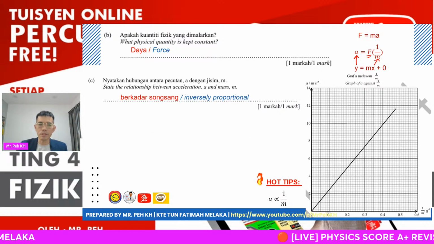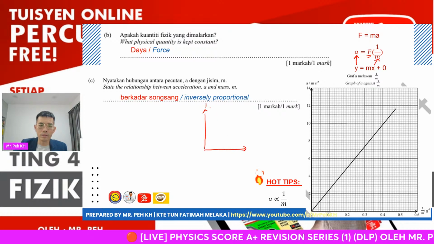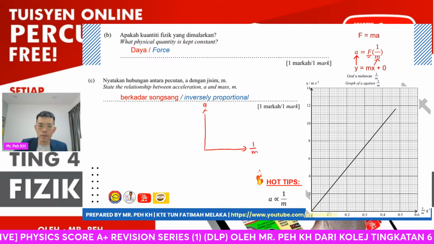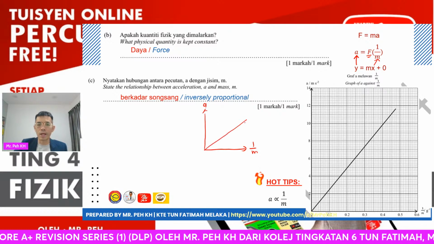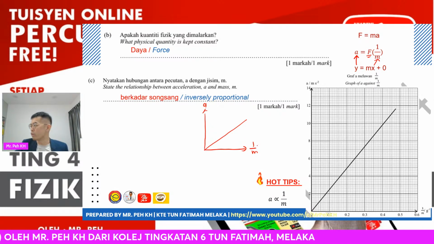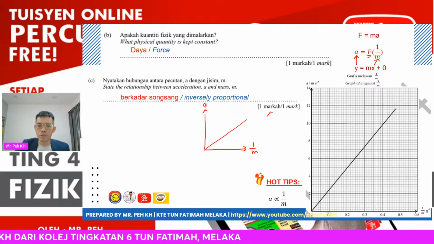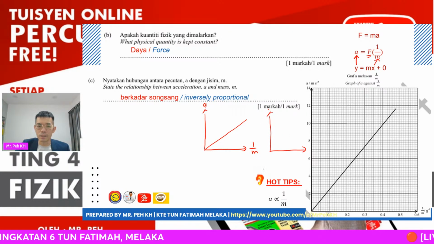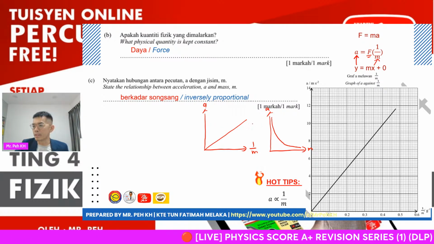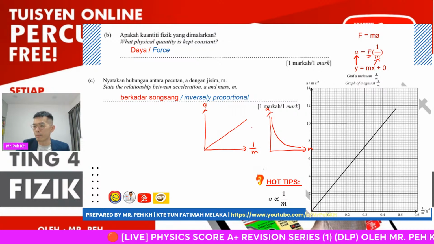Okay, so the graph is actually like this, where when A against 1 over m, you will get a straight line passing through the origin. So this shows that A is directly proportional to 1 over m. So the graph of A against m will be inversely proportional. Both of the graphs bring the same relationship between A and m.